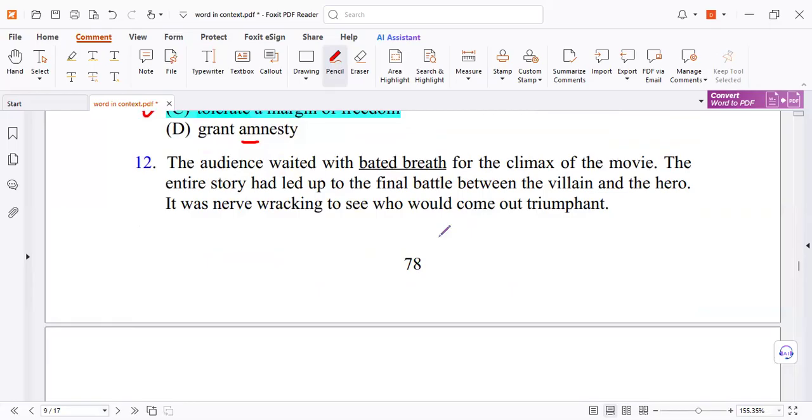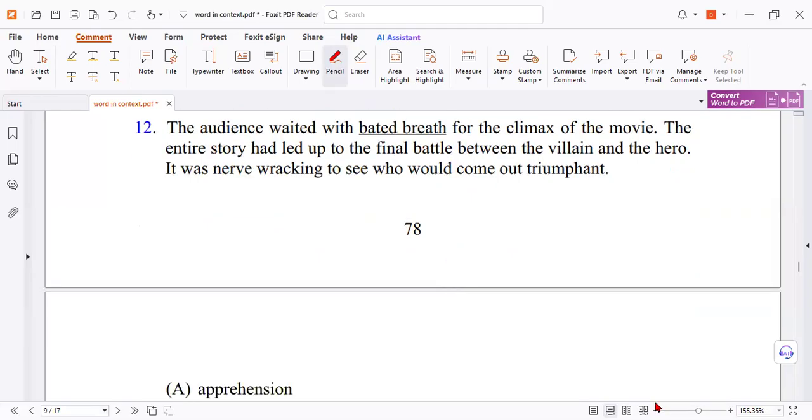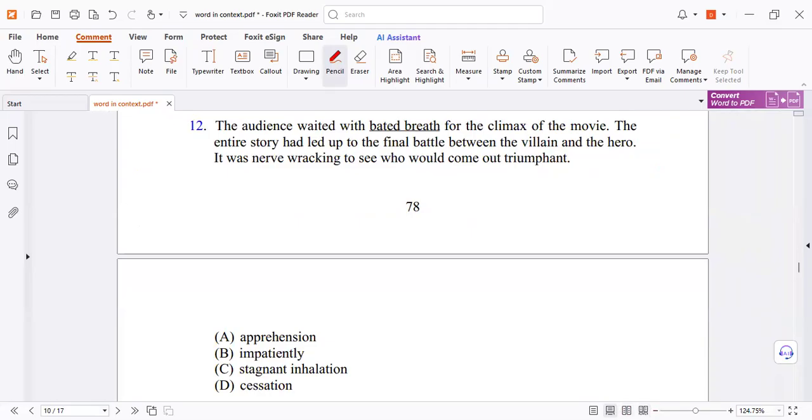Now number 12. We can see the choices. Yes. Is it B? Letter B. No. Right? No, my friend.